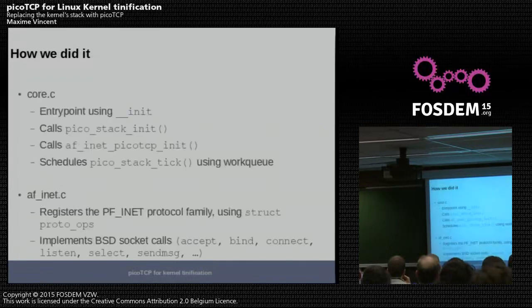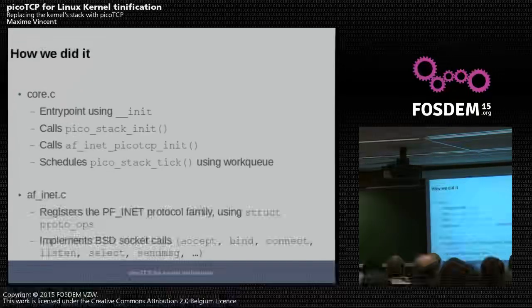So core is the entry point. It has the __init, and this will call pico stack init, which is the initialization routine for our stack, and also af inet tcp/ip init, which is in another module, which is going to register this address family. And it's also going to schedule pico stack tick, and this is the clock that our stack needs to be called every once in a while. And we do that using a work queue in the kernel.